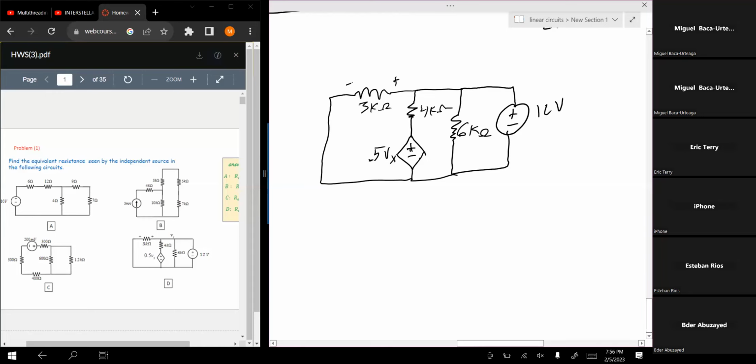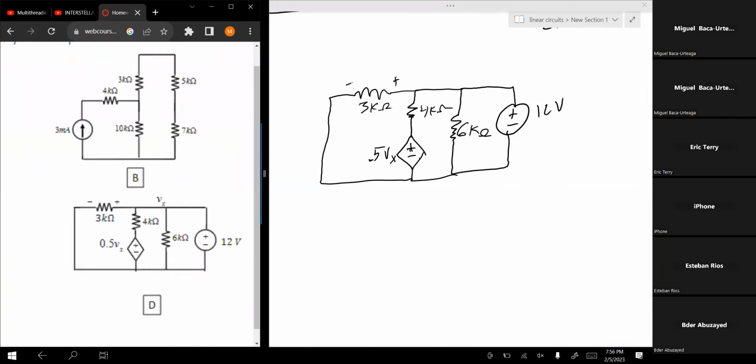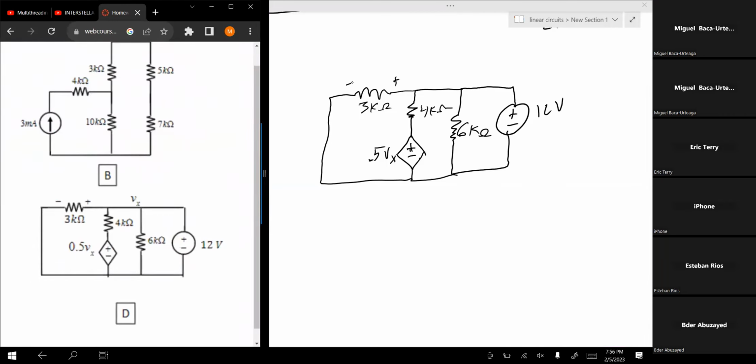So one of the things first is that this question is formatted weird. This VX right here, when you look at it, you don't really know what it's attributed to. If you look at the answer and the way it solves it, the VX is attributed to this resistor right here, the 3 kilo ohm resistor. So how does that help us?